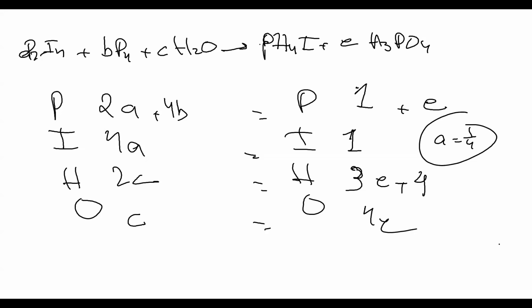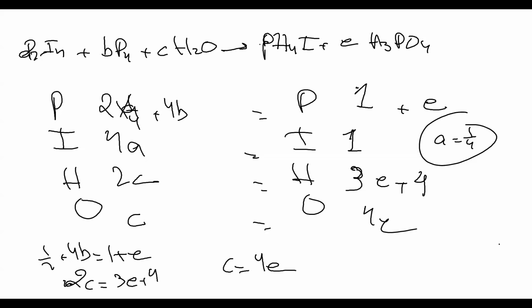We should remember, okay, let's try to just A equals 1 over 4 means 1 over 2. 1 over 2 plus 4B equals 1 plus E. 2C equals 3E plus 4. And C equals 4E. So here we have, instead of just putting a 1, we have two equations. PH.